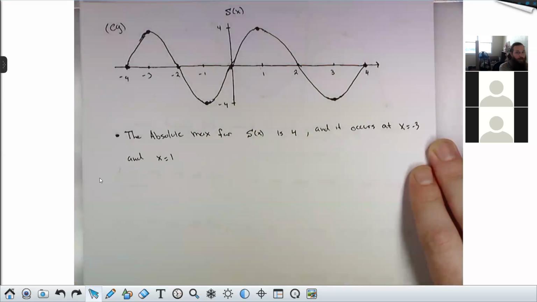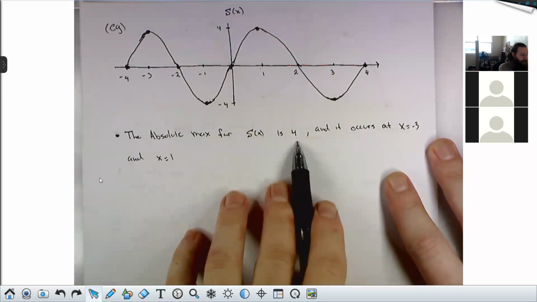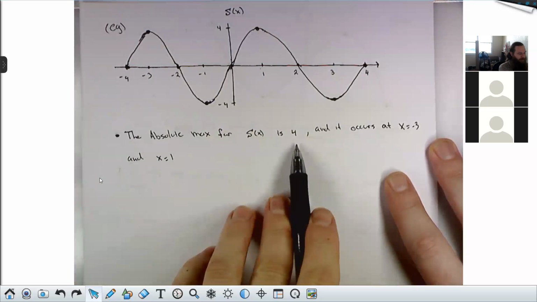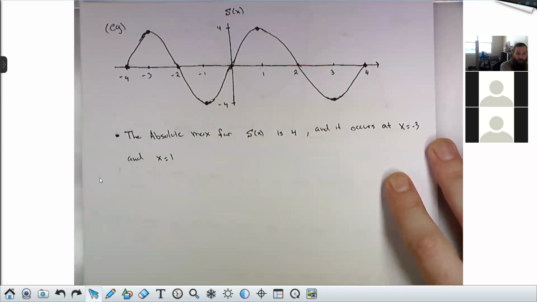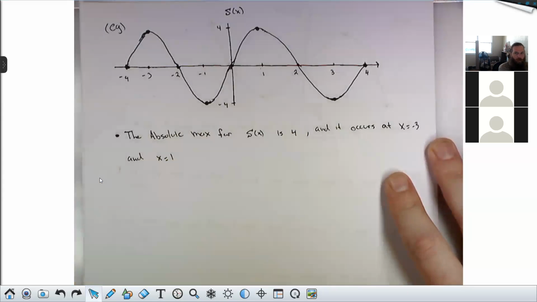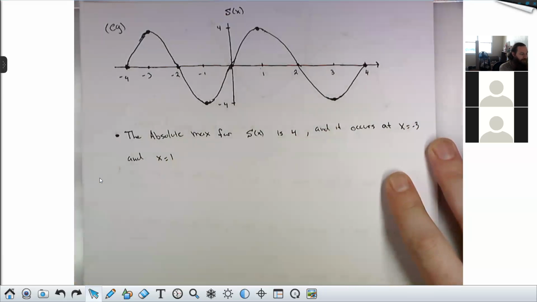So there's only one max value. There's only one largest y value, but it shows up multiple times. So the kind of language you use is important here. The absolute max for the function is 4, right? We're asking what is the max? 4 is the max. Where is the max? Well, that max occurs more than once. That max shows up at -3, and it shows up again at +1. If this pattern were to continue, it would show up again at +5.